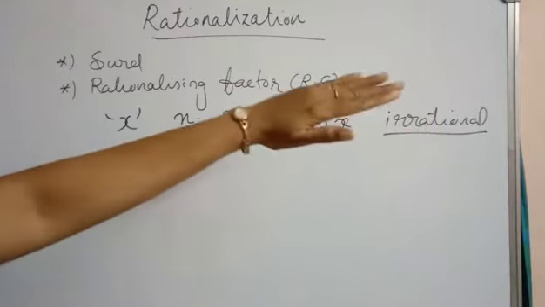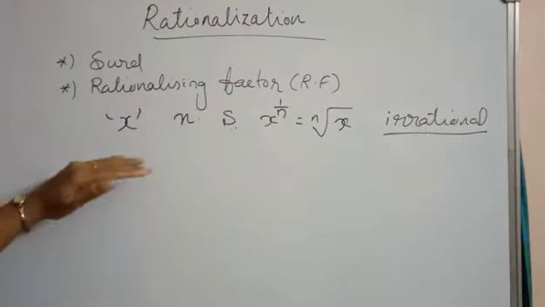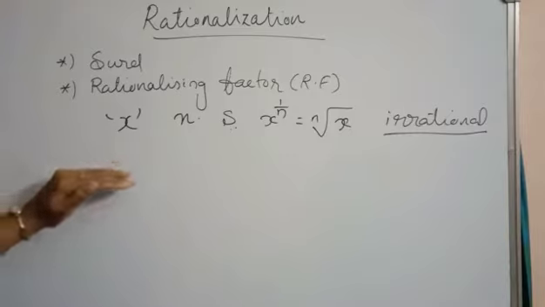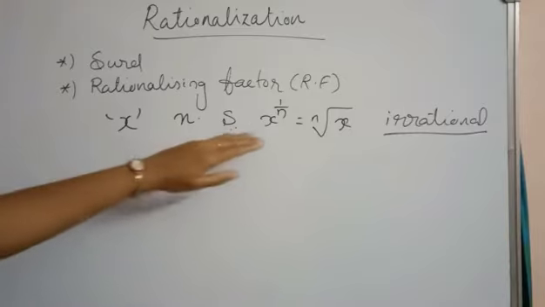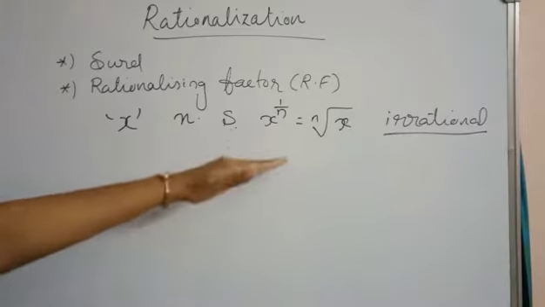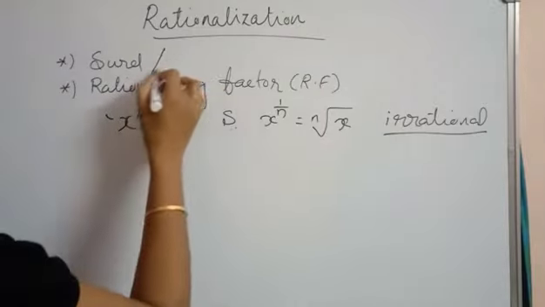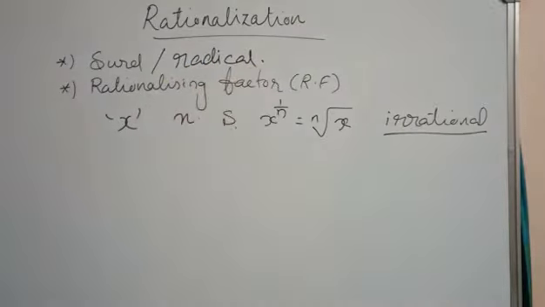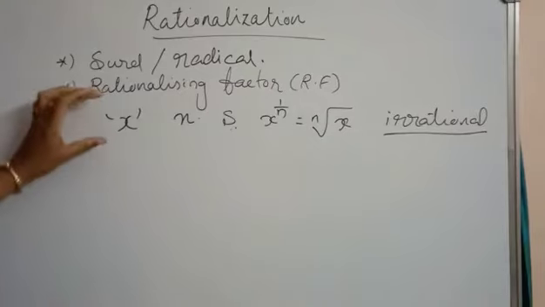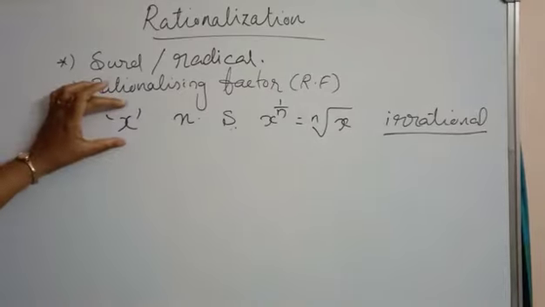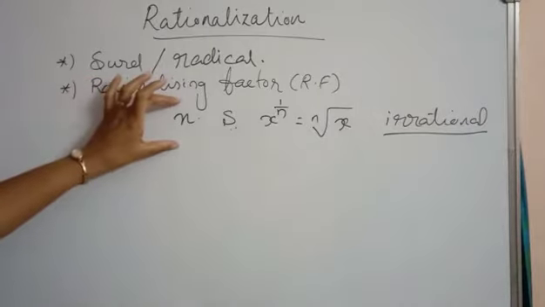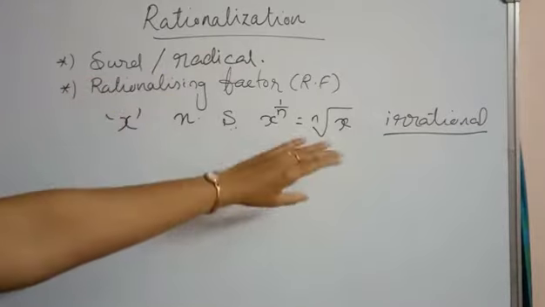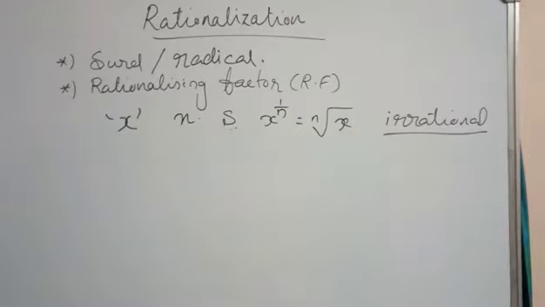If this condition is satisfied, then we can say that it is a surd or a radical. X to the power 1 by n is a surd, also called a radical. So what's the condition here? The condition is that x should be a positive rational number and n is a positive integer, and the final result should be an irrational number. This is the condition to get a surd.